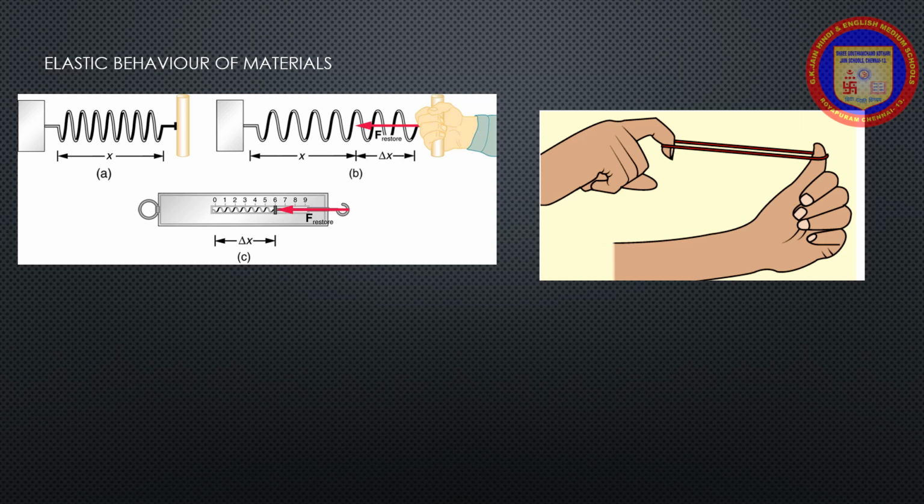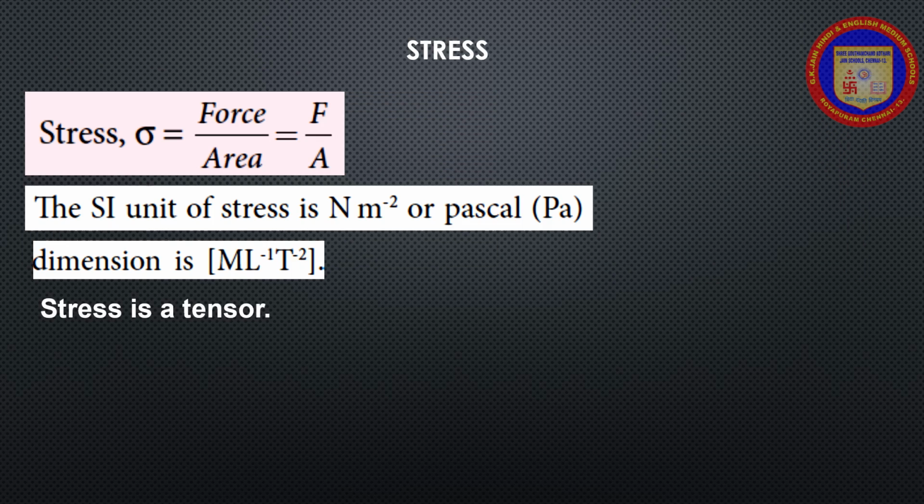If a body regains its original shape and size after the removal of deforming forces, it is said to be elastic, and the property is called elasticity. The force which changes the size or shape of a body is called a deforming force. And the next one is plasticity. If the body does not regain its original shape and size after removal of the deforming force, it is said to be a plastic body, and the property is called plasticity. Example, glass.